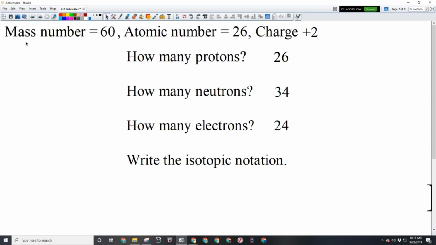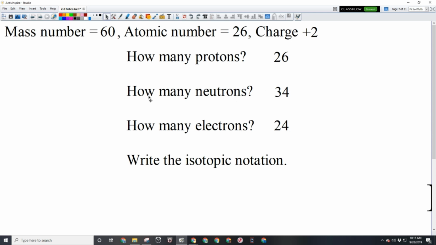Now, sometimes also you're going to be given information like this: you have a mass number, you have the atomic number, and you have the charge. And it asks you how many protons, neutrons, and electrons, but then it asks you to write the isotopic notation. All right, so how many protons does this have? Well, protons is equal to the atomic number, so the atomic number is 26, so this has 26 protons.